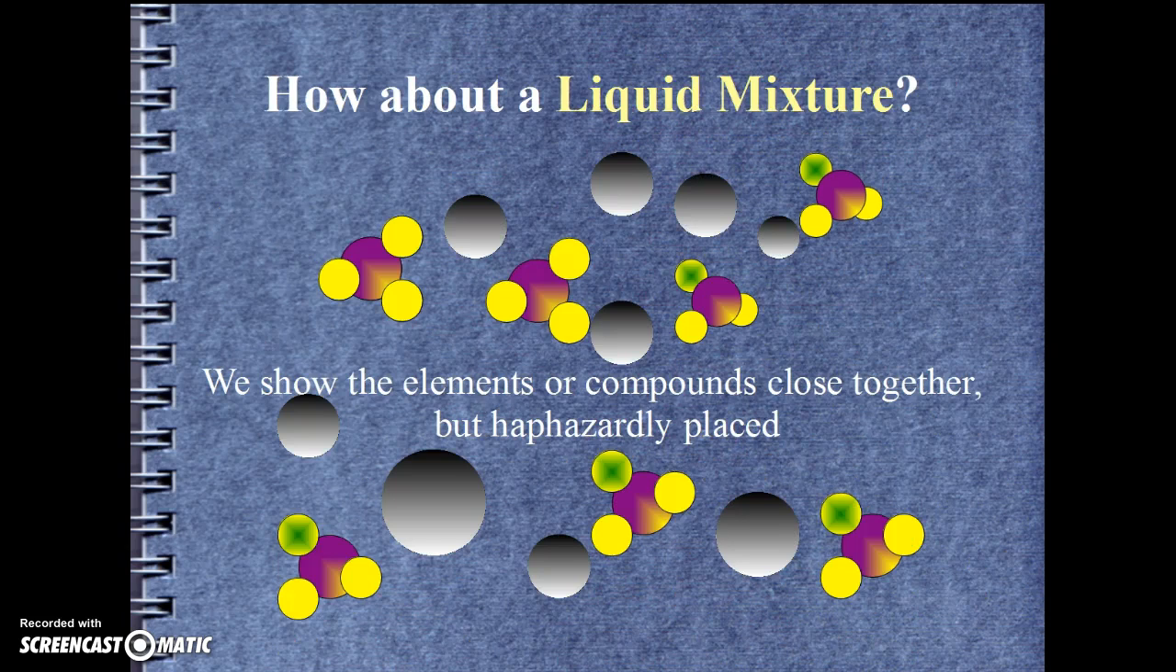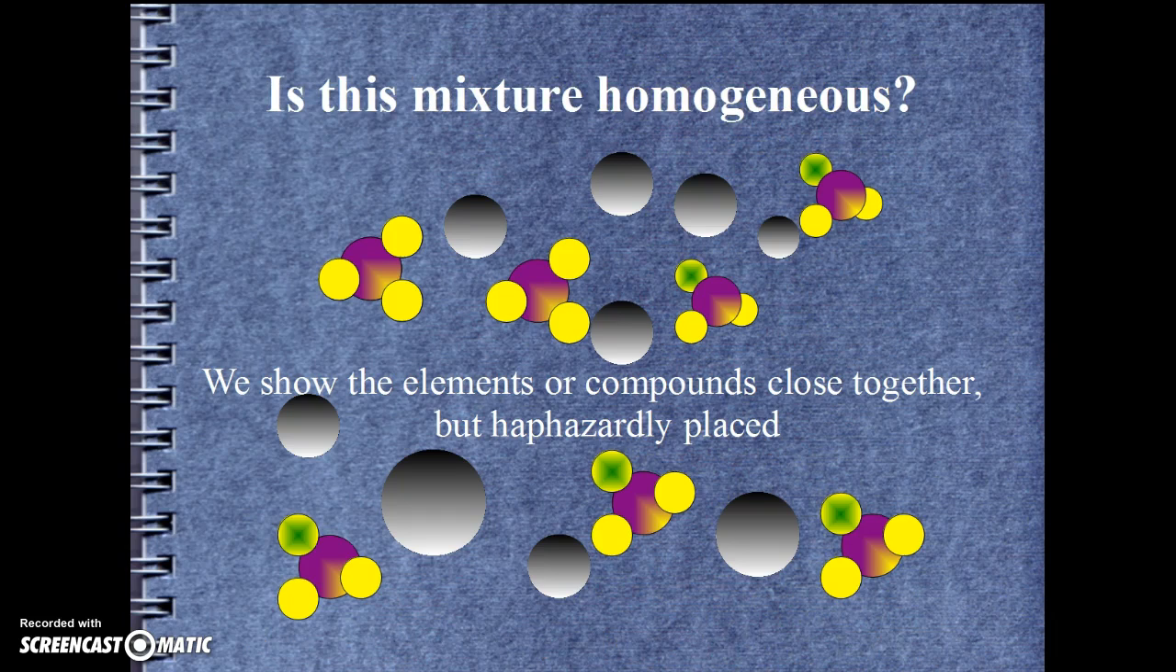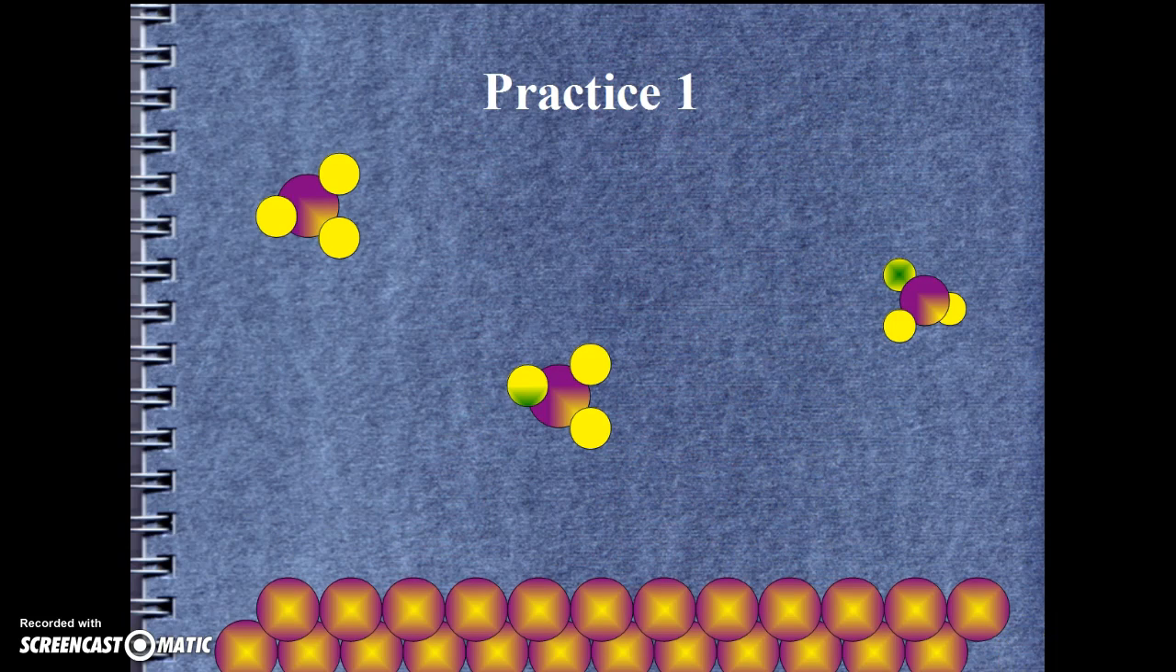How about a liquid mixture? Well, we're going to show the elements or compounds to be close together, not spaced around the whole volume. They'll be kind of haphazardly placed together. This is, of course, a mixture of a liquid element and a liquid compound. And if we did it perfectly, they'd all be down towards the bottom of the container. Is this a homogeneous mixture? Well, it appears to be homogeneous. It looks like a mixture of a liquid element and a liquid compound that is well mixed. There don't seem to be any layers here. There's not two phases.